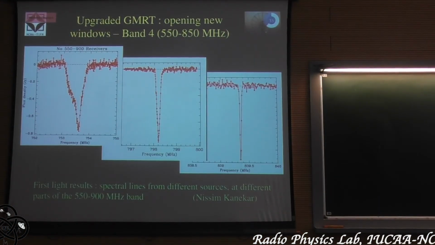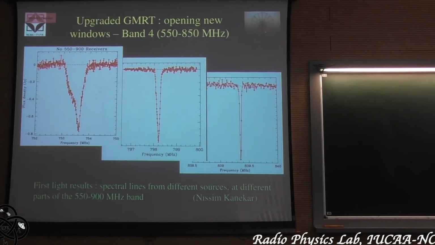Okay, and so this is what is called an absorption line, and you can clearly see it, and you can see it at frequencies which it was not possible to do with the older GMRT system. So all of these are the new improvements and capabilities. Here are some more examples of spectral lines at the other bands of GMRT which are now possible.